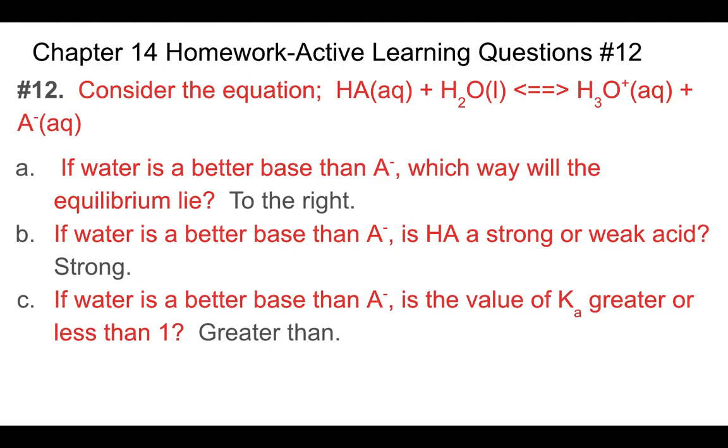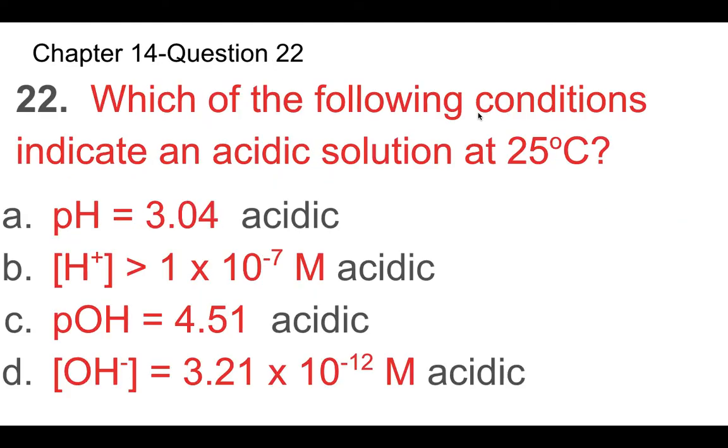If water is a better base than A minus, is HA a strong or weak acid? That would be a strong acid, meaning it lies to the right. If water is a better base than A minus, is Ka greater or less than 1? It's greater than 1.